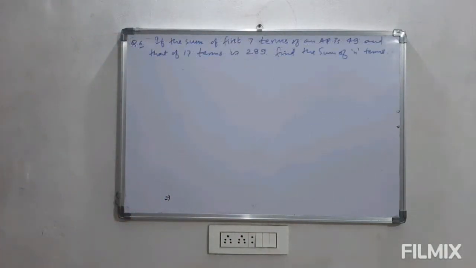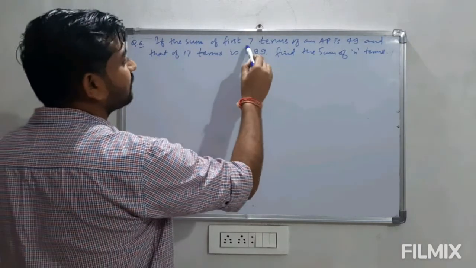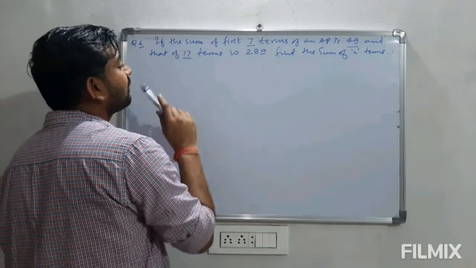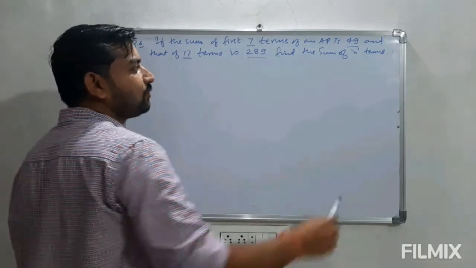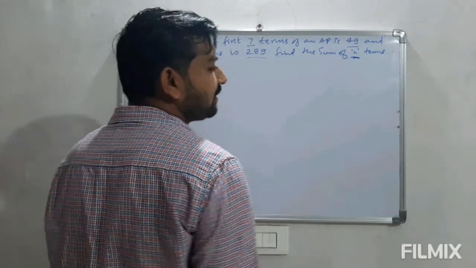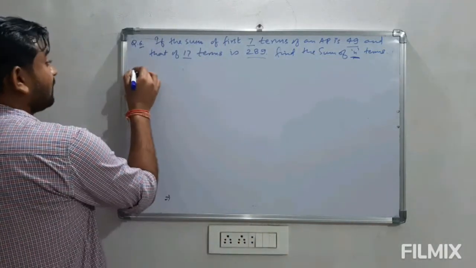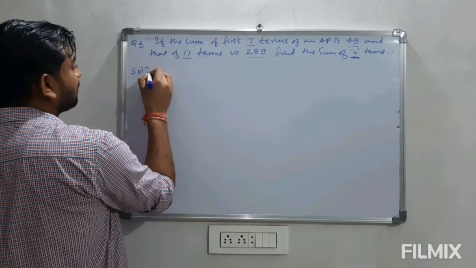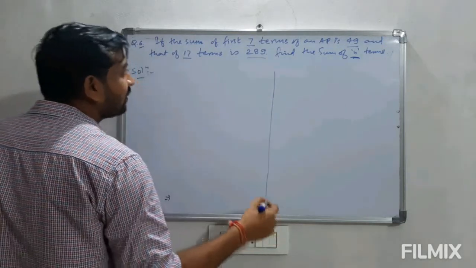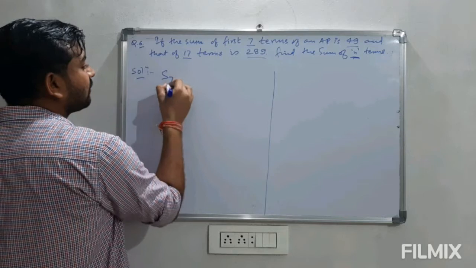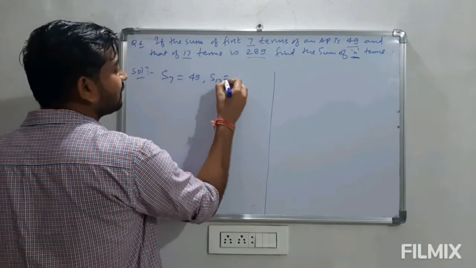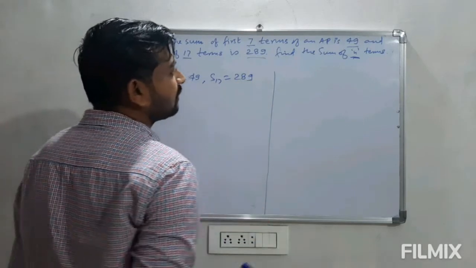Now let us come to a question. If the sum of the first 7 terms of an AP is 49 and the sum of 17 terms is 289, we have to find the sum of the first n terms. So clearly we have two relations here. Let us write what is given to us. Here the sum of the first 7, S7, is given as 49 and S17 is given as 289.